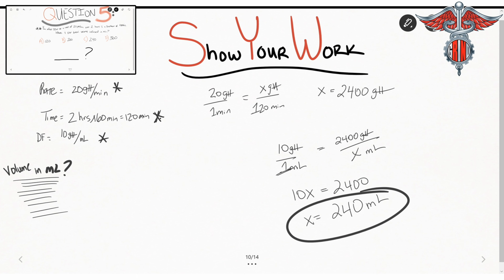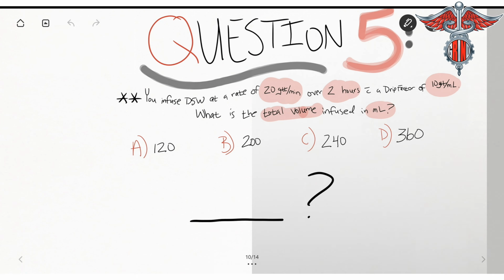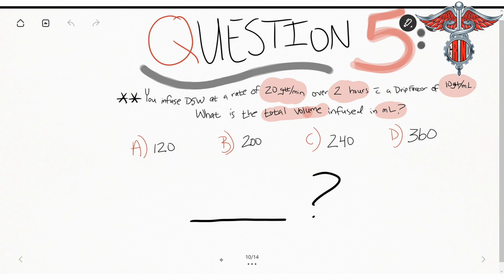And if we go back and look at our answer choices, do we see 240? Sure enough, we do. Our answer choice is C. 240 total mLs of volume were infused into this patient.